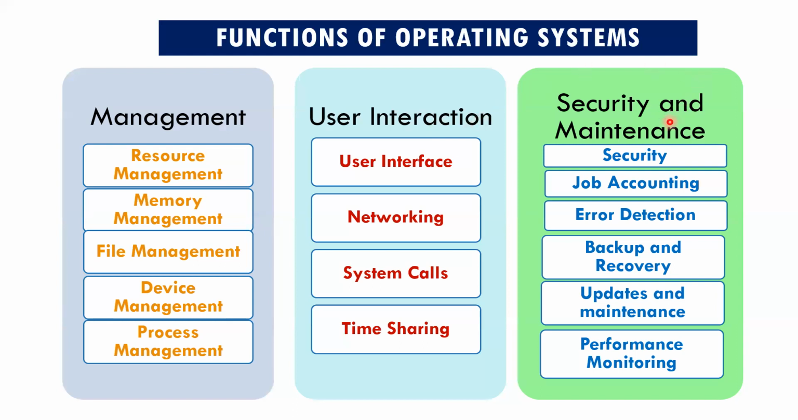And the third category of functions includes security and maintenance. Under management functions, we have resource management, memory management, file management, device management, and process management. Under user interaction, we have the functionalities including the user interface, networking, system calls, time sharing. Under the security and maintenance category, we have security, job accounting, error detection, backup and recovery, updates and maintenance, and performance monitoring. Let us see these functionalities one after the other.